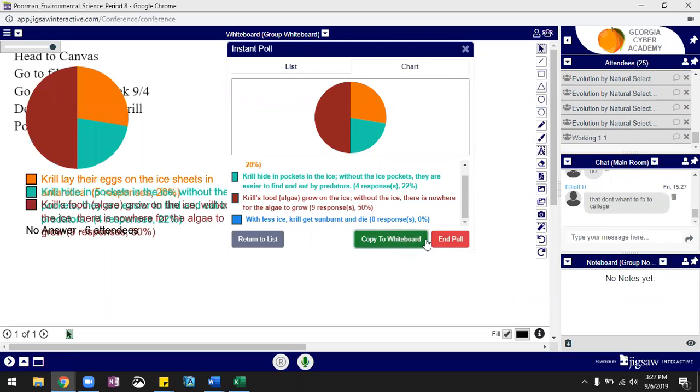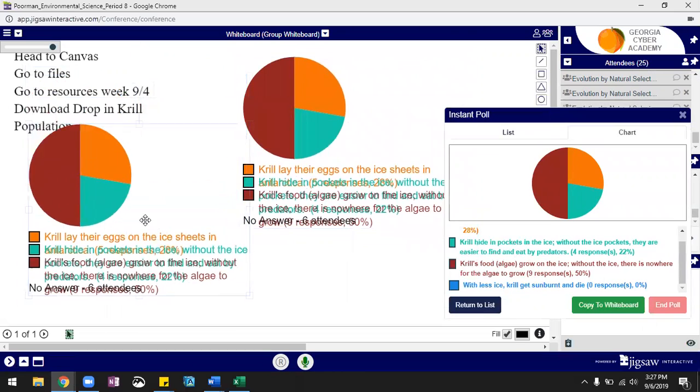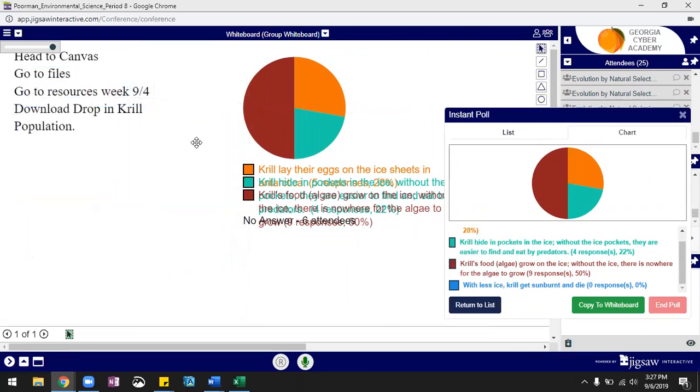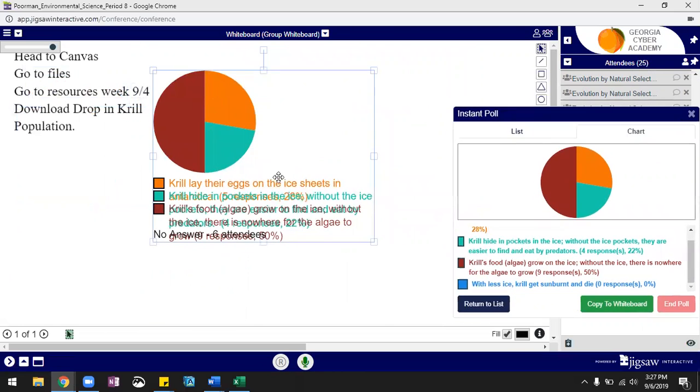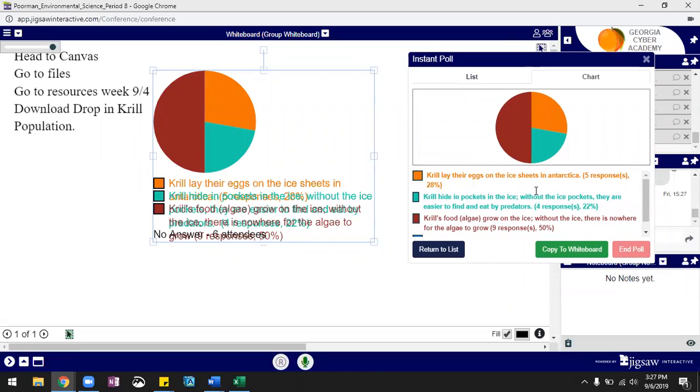All right. So, I know this is kind of difficult to see, but about 28% of you said that krill lay their eggs on ice sheets. And in fact, krill do not lay their eggs on ice sheets.